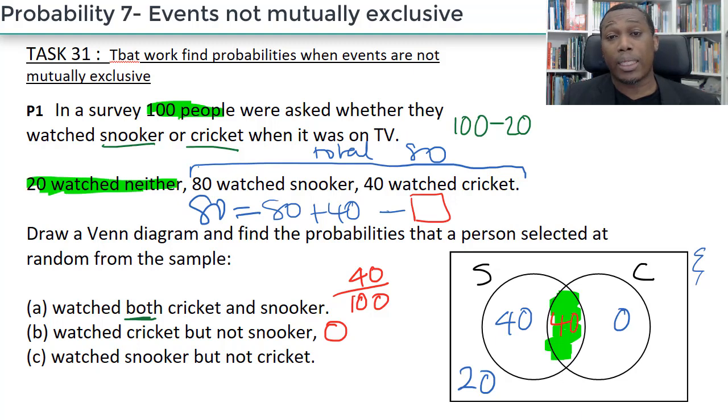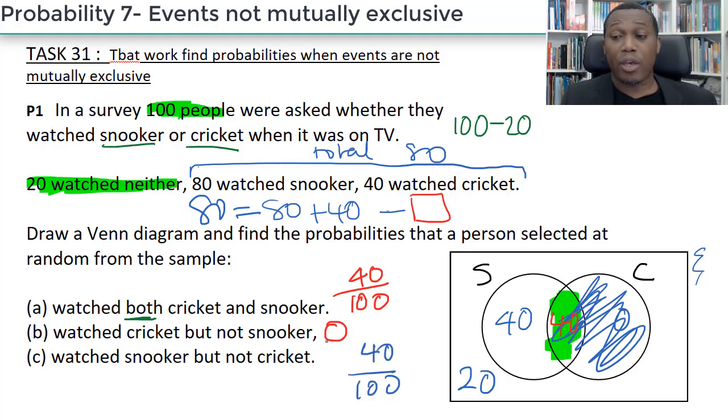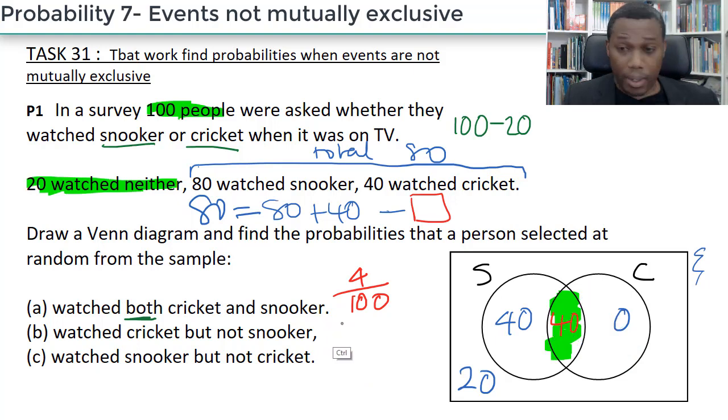So snooker only, what you're thinking about there, snooker only will be 40. So 40 is the quantity of the number of people watching snooker only. The probability of snooker only has to be 40 out of 100. So those are your three answers there.